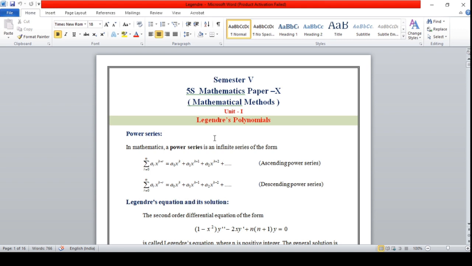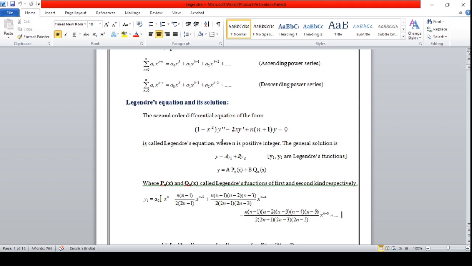Next is the Legendre equation and its solution. So what is the Legendre equation? The Legendre equation is a second order differential equation of the form (1 minus x square) y double dash minus 2x y dash plus n(n plus 1) y is equal to 0, called a Legendre equation, where n is positive. The general solution of the Legendre equation is y is equal to a y1 plus b y2. The first part is the CF and the second is the PI.